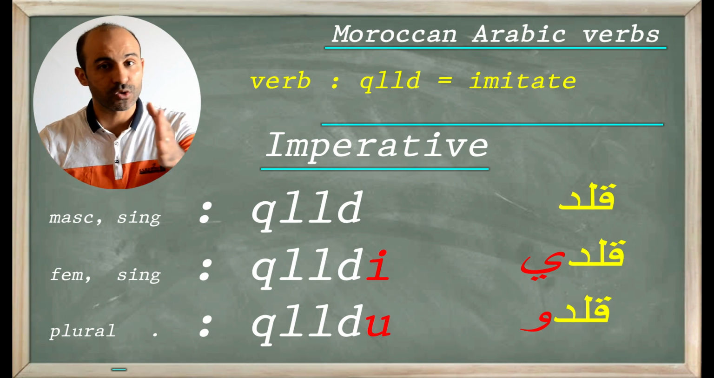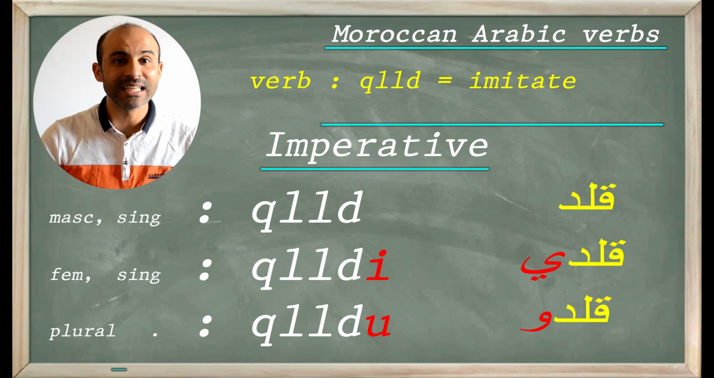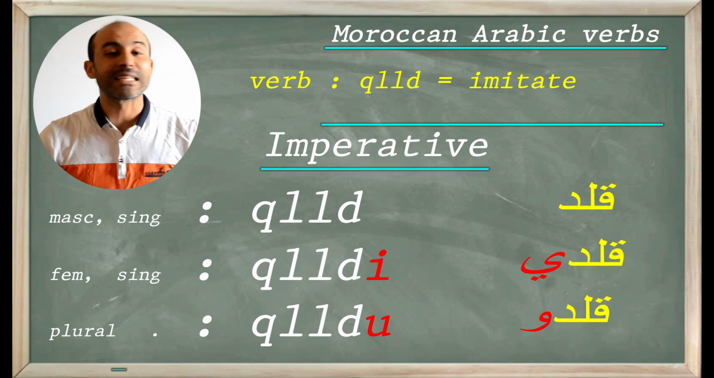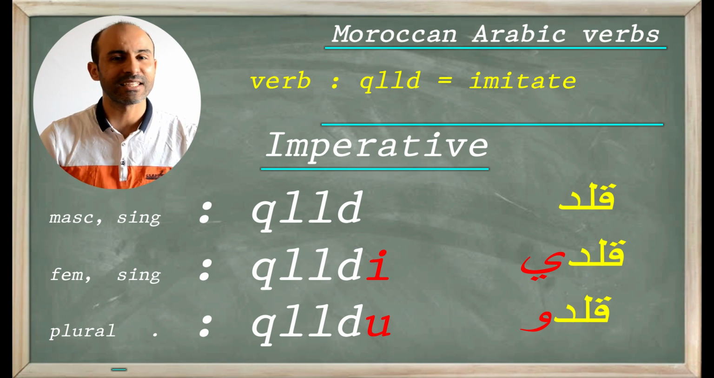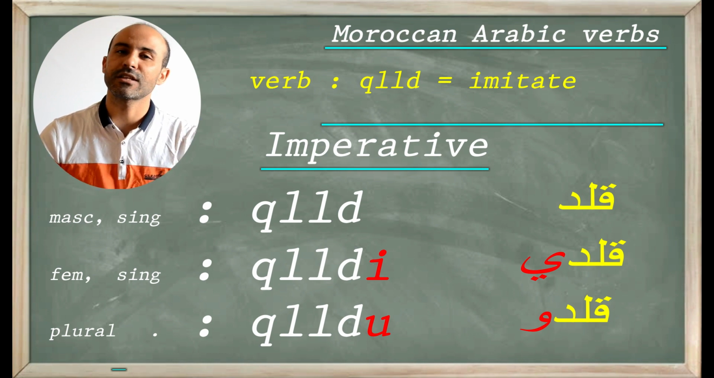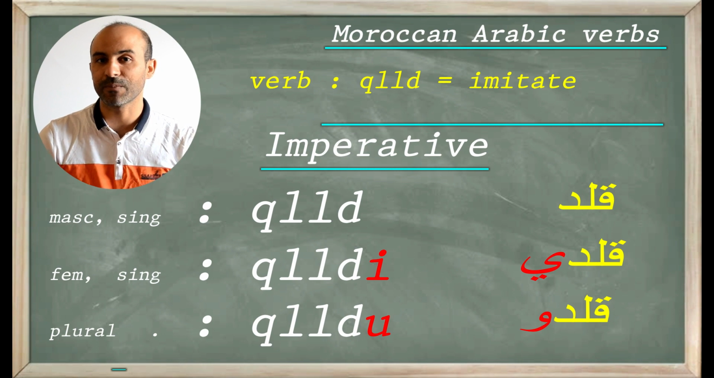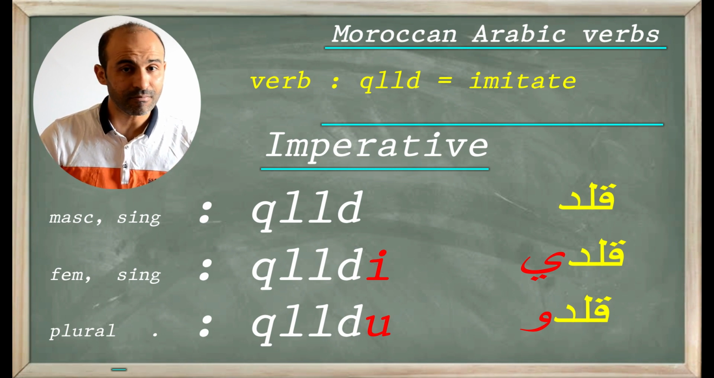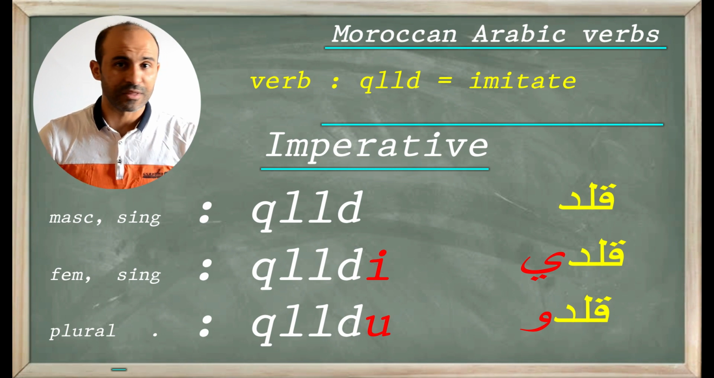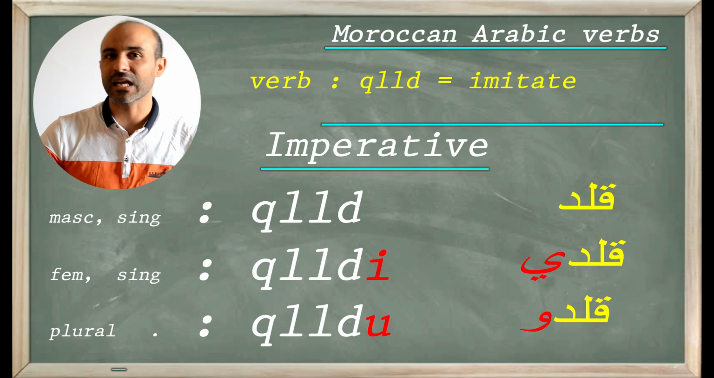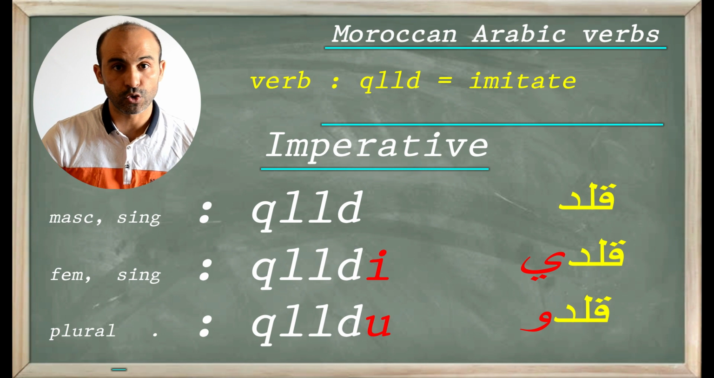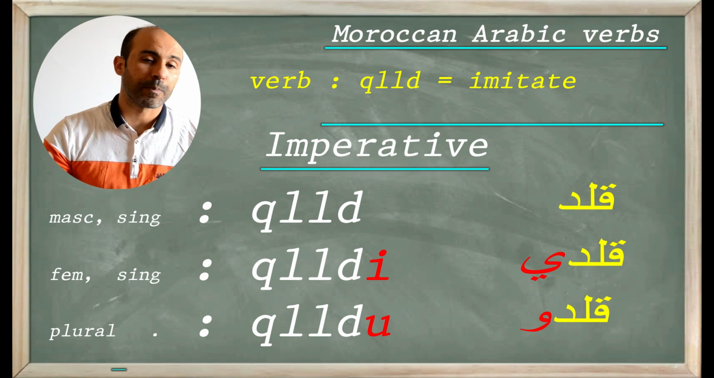If you're talking to a man, you say قلد. If you're talking to a woman, it's قلدي. I know it's a little bit harder, this verb, when it comes to pronunciation. It's consonants without vowels, and it has the qa. قلد, قلدي, قلدو for a group. So let's practice them.